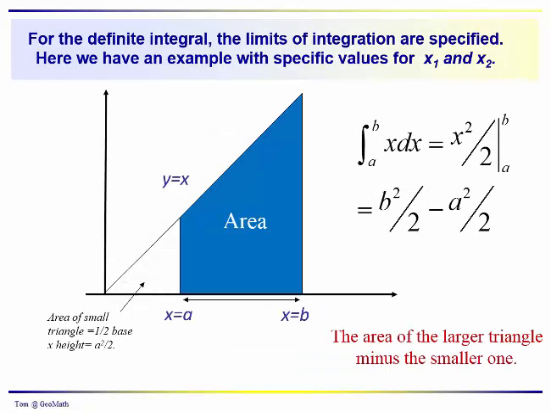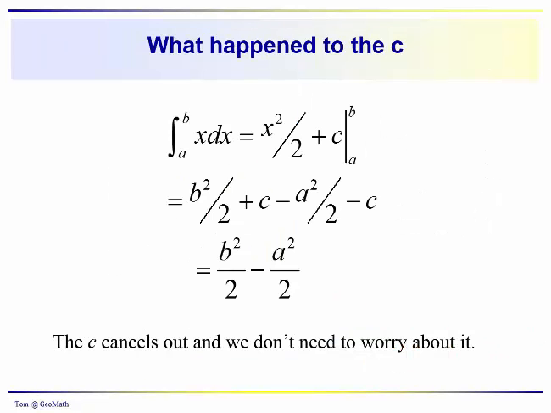Okay, let's take another look at this process. So we've got this triangle. We're evaluating the function x from the limits a to b. We've got x squared over 2 evaluated from a to b. That gives us b squared over 2 minus a squared over 2. And that's the area of this, that's this area here from x equal a to x equal b. That's the area of the larger triangle minus the smaller one.